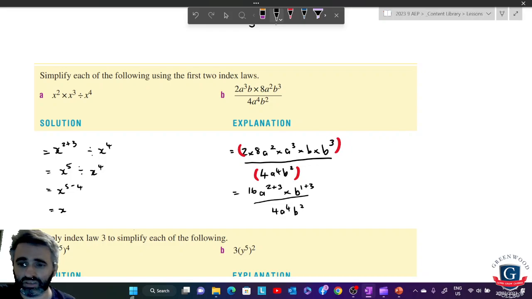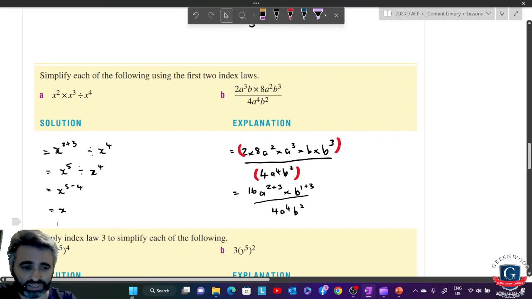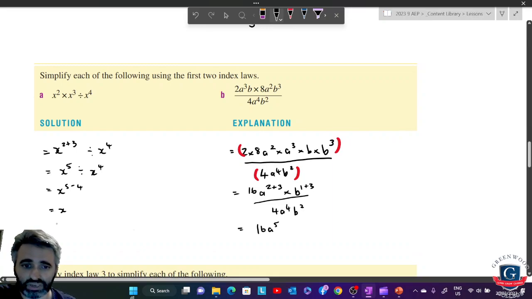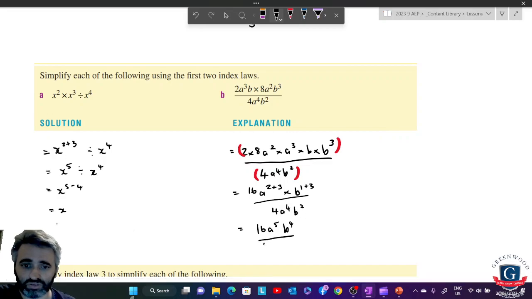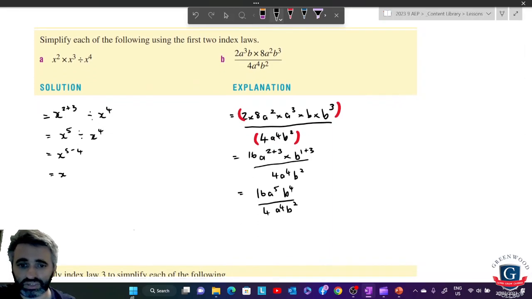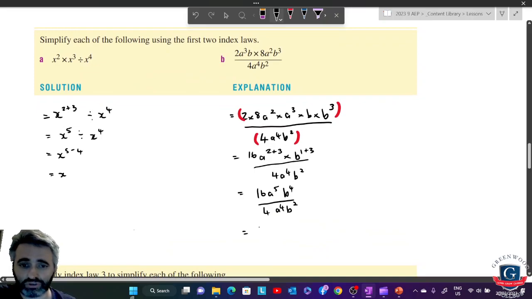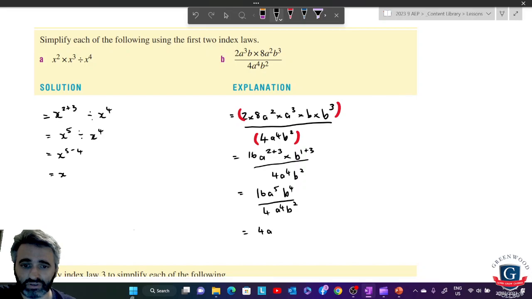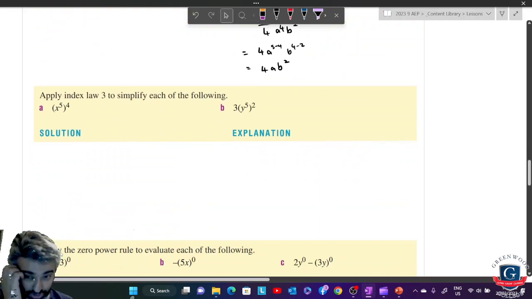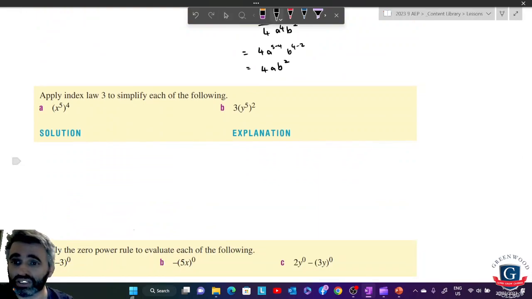Let's put a bit more space in. So it'll be equal to 16 a to the 5 b to the 4 on 4 a to the 4 b squared. Which is equal to 16 on 4 is 4, a to the 5 take 4, b to the 4 take 2, is 4ab squared. Hopefully I haven't made any mistakes. I'm pretty prone to them with these problems, I'm afraid.